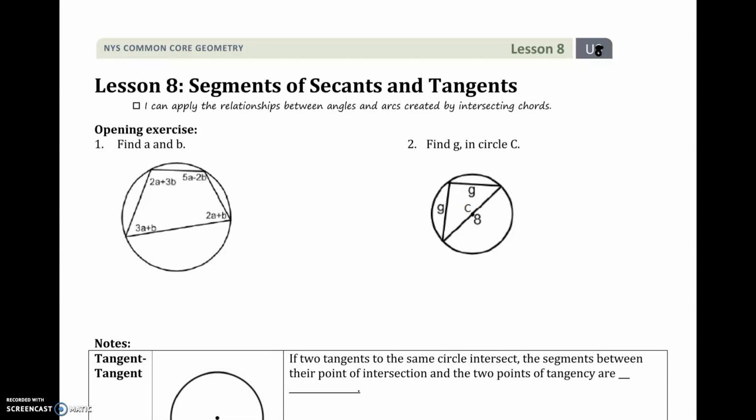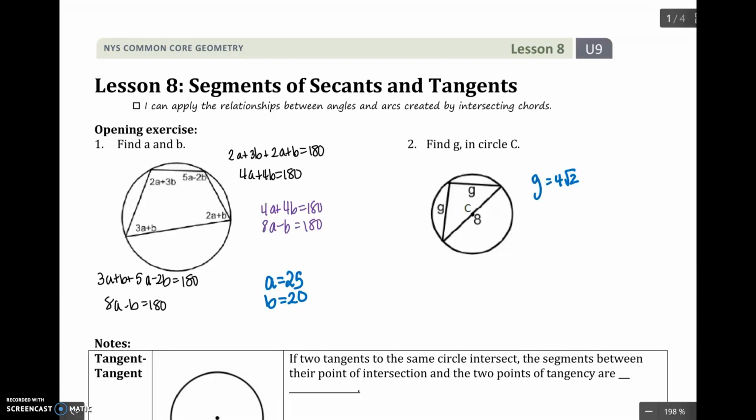Hi everyone, it's Mrs. Griffin with the Unit 8 Lesson 8 video about segments in secants and tangents of a circle. So pause this and try the opening exercise. And here are my answers.